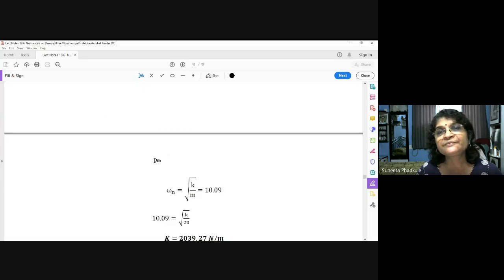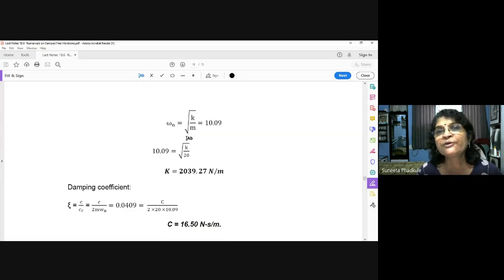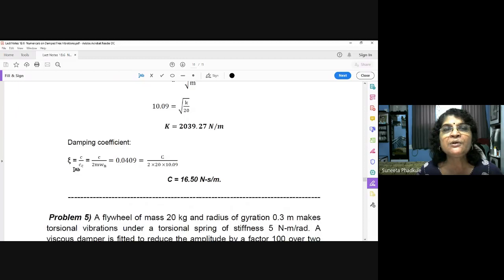Once we get omega n, what do we have to find out? Spring stiffness. So omega n is equal to square root of K upon M. We know omega n, mass is given, find out K. That is 2039.27 Newton per meter. Now next we have to find out C. So zeta is equal to C upon Cc. What is Cc? 2m omega n. M is given, omega n we have calculated. Putting this value and the value of zeta, we will get C, that is C is equal to 16.50 Newton second per meter.